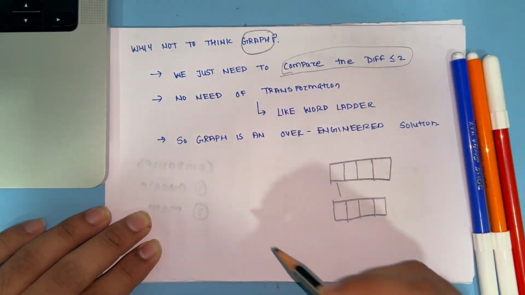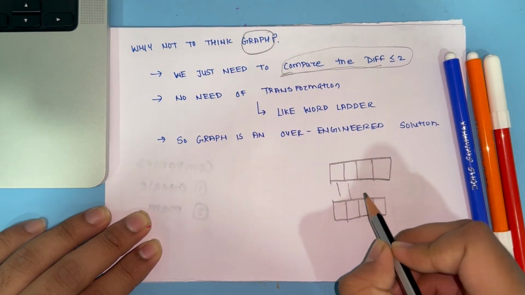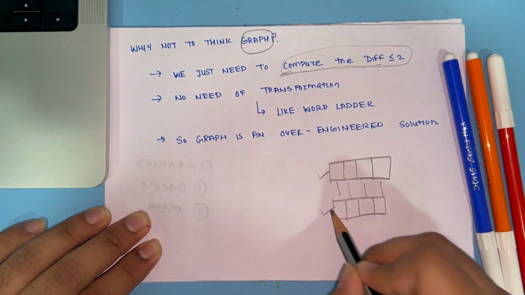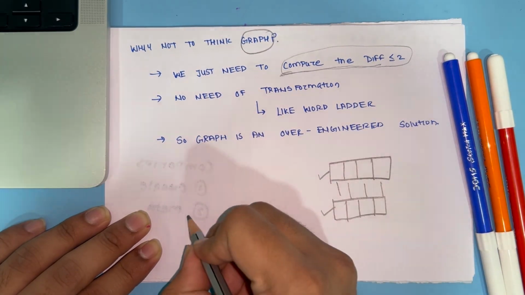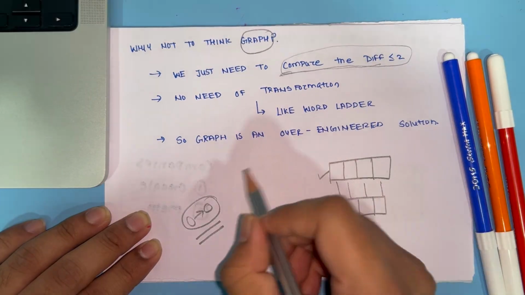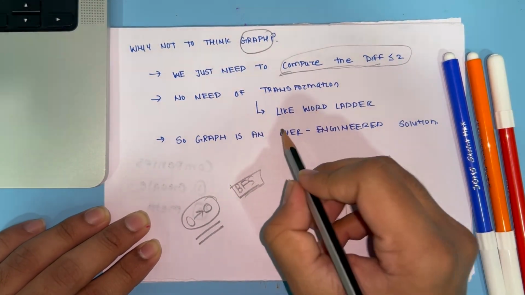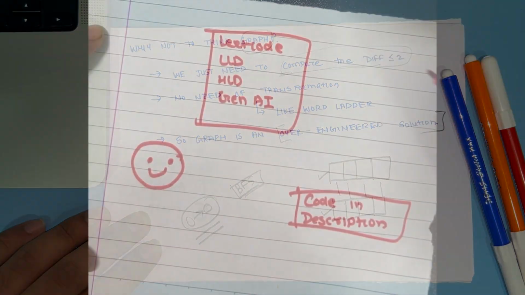So why not a graph approach? What we are doing here is just comparing the difference between the arrays, the query and the dictionary. So we don't need a transformation, we don't need connected components, we don't need that over-engineered BFS or DFS. So a graph approach will be an over-engineered solution here. So that's it for this problem.